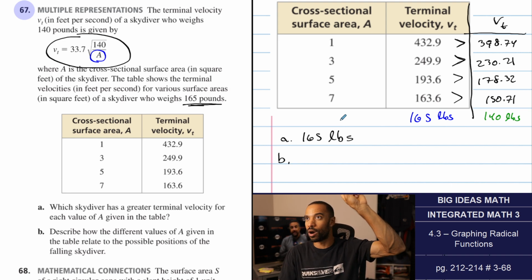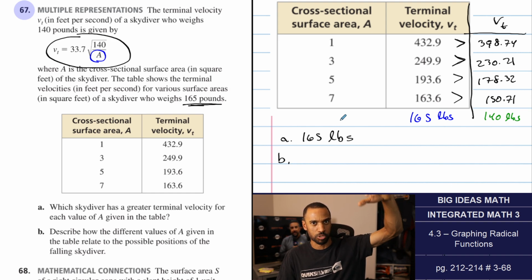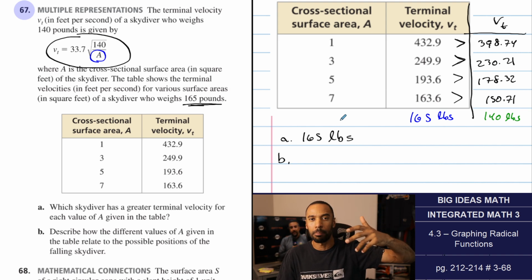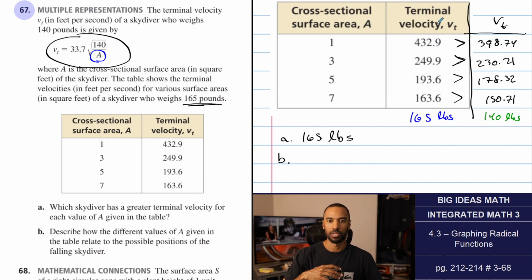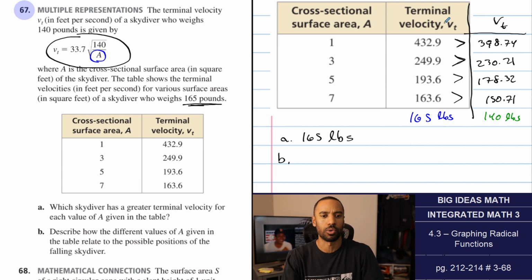But the higher up you are in the air, like that Felix Baumgartner, the one who did a skydive from space, basically, he reached a higher terminal velocity, not because he was higher up, but because he had thinner air. So my guess is, and I don't know what cross-sectional surface area specifically means, my guess is higher terminal velocity means higher altitude. Is my guess. I don't know. So when it says describe how the different values of A relate to the possible positions, I think it means that you're higher up in that way.